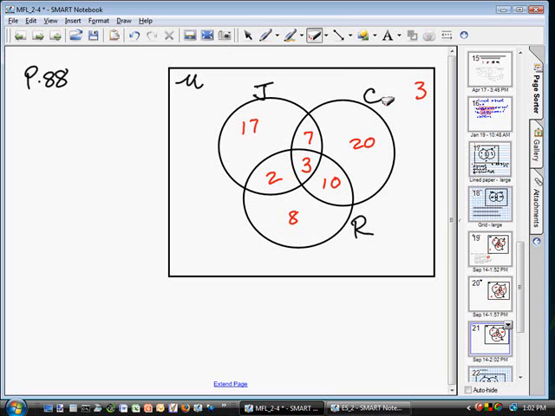What was the last question in the book? How many students do not like jazz, rock, or classical? Well, now we have a corrected version of 3, huh? Does that agree with the book? Yeah. Okay.